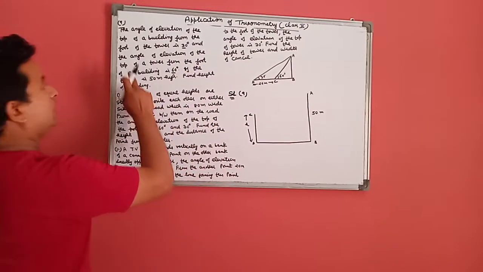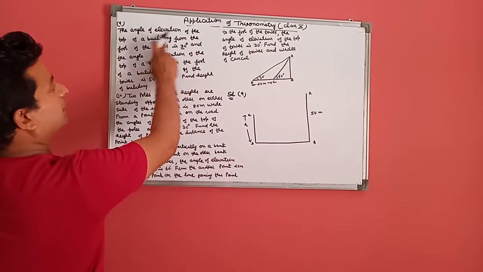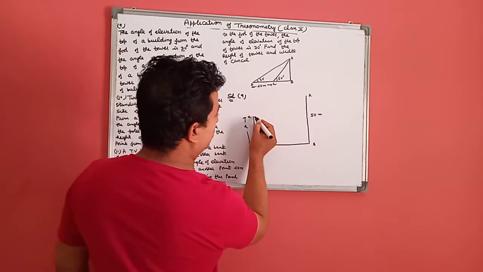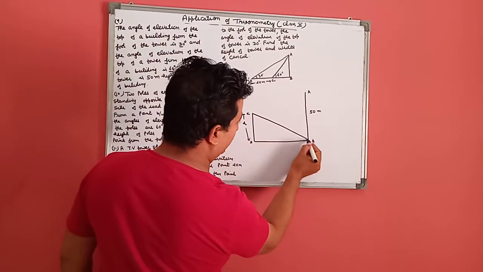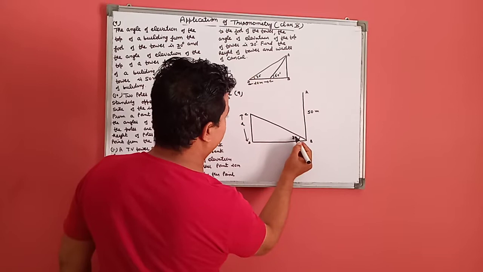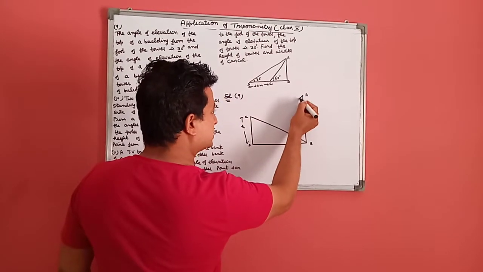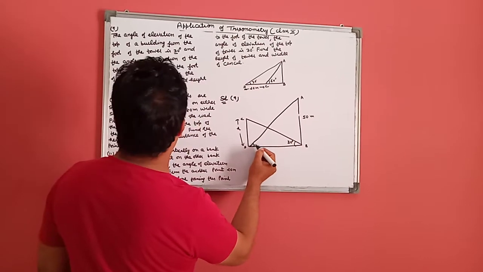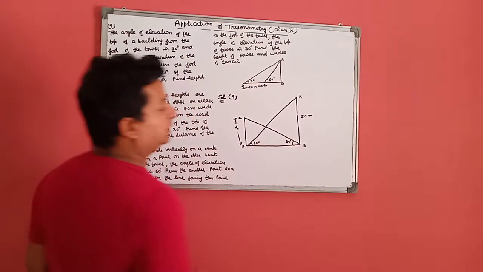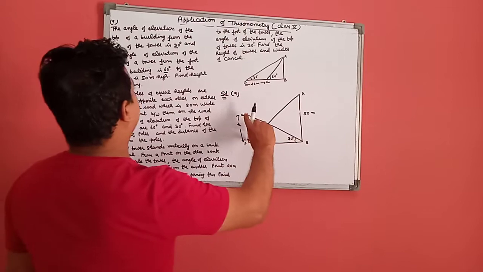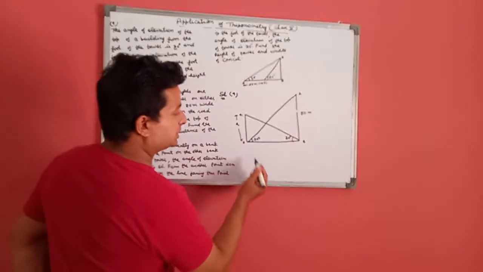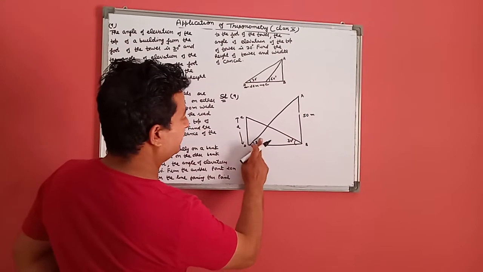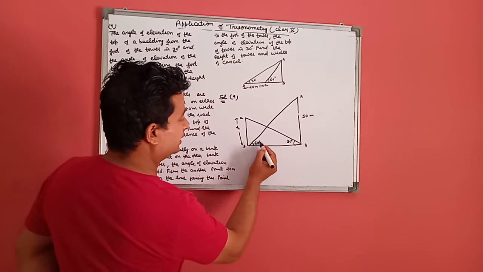So the angle of elevation of top of building from the foot of tower. This is top of building, this is foot of tower. This angle of elevation is 30 degree. This is the top of tower, this is the bottom of the building. Angle of elevation is 30 degree. We require to find the height of the building. For this, first of all, this angle is 30 degree, this is 60 degree.